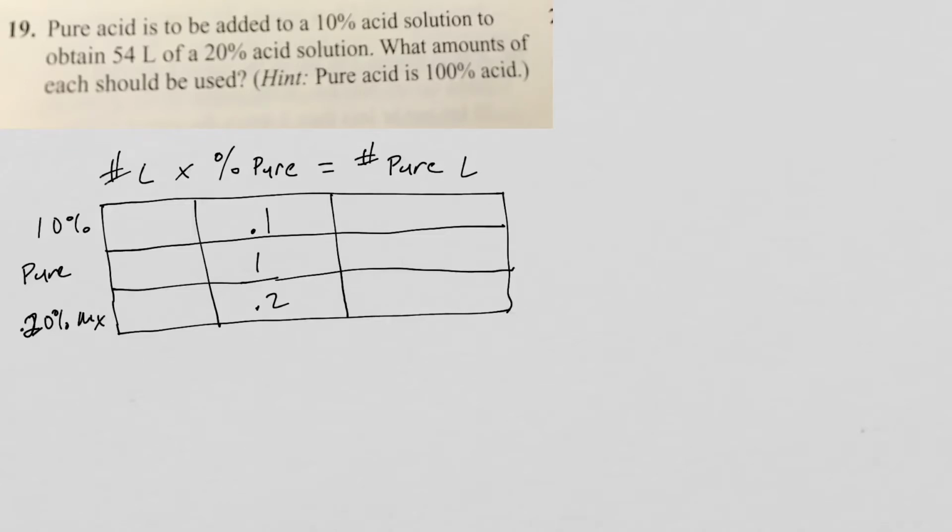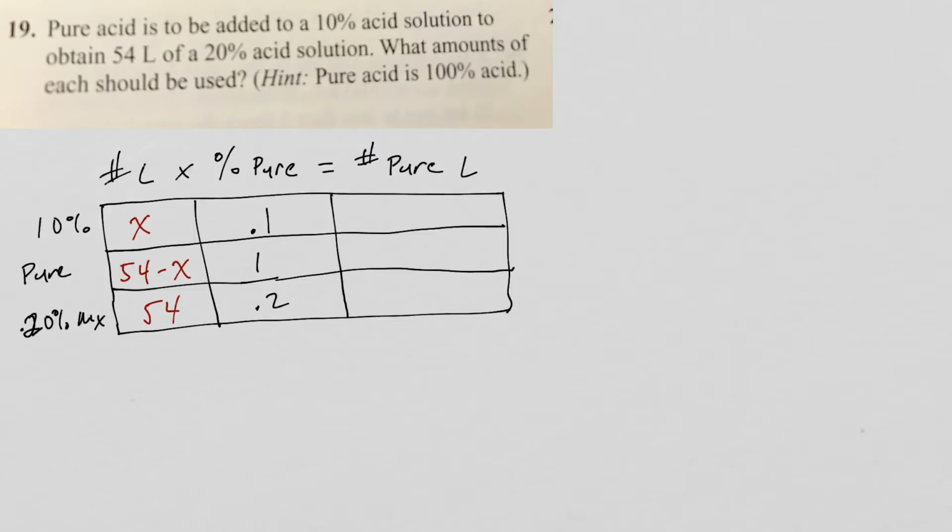Pure acid is added to this 10% solution to obtain 54 liters. So let's start filling this stuff in. We only know that this is 54. We don't know how much of either of the other items there are, but we do know it adds up to 54. So let's choose X for one of them and the total minus X for the other one. And that way, no matter what X is, it's always going to add up to our total mixture of 54.